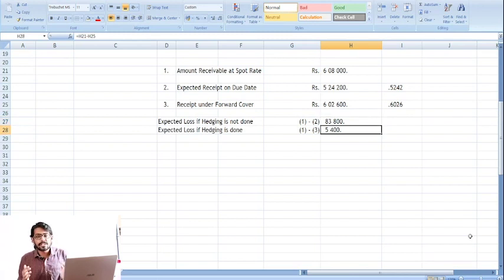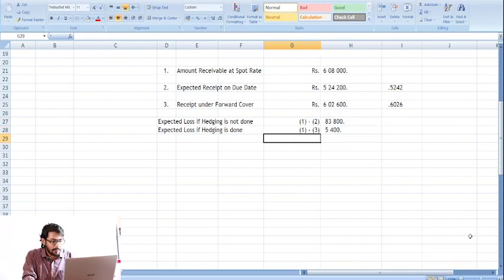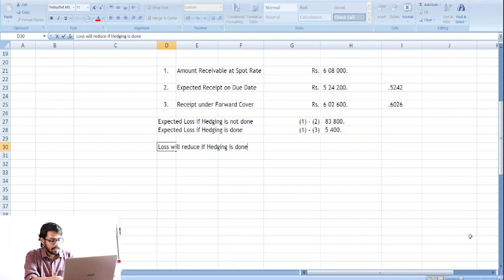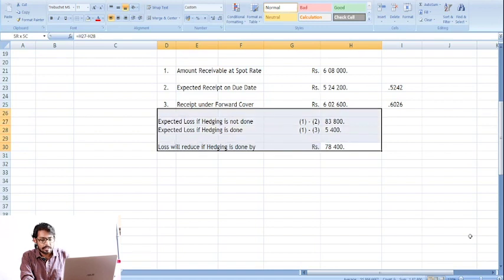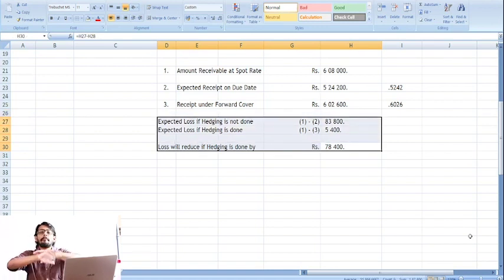How the position will change if hedging is done. You can also say one more sentence. Loss will reduce if hedging is done by rupees. From 83,800 it is reducing to 5,400. You can say it reduces to 78,400. It reduces by 78,400, or you can also say due to hedging you are saving 78,400. Savings due to hedging is 78,400. Whenever they ask for loss, these 3 sentences are ideal. This is a complete answer.